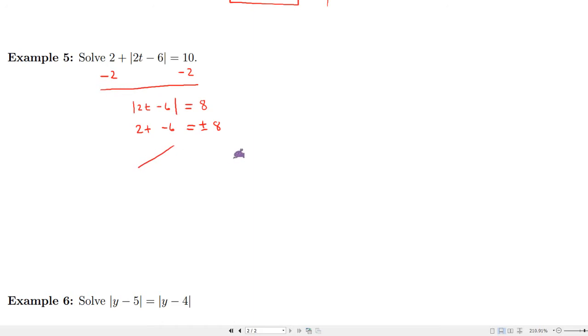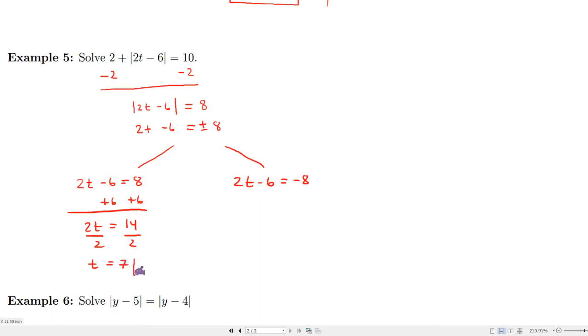So at this point, we're going to have two equations that we're going to try to solve. So 2t minus 6 is equal to positive 8, and 2t minus 6 is equal to negative 8. So we will add 6 to both sides, and we'll have 2t is equal to 14, divide by 2, and we'll have t is equal to 7. And over here, we'll pretty much solve it the same way. We'll have 2t, but this time it'll be negative 2, and so dividing by 2, we'll have t is equal to minus 1.